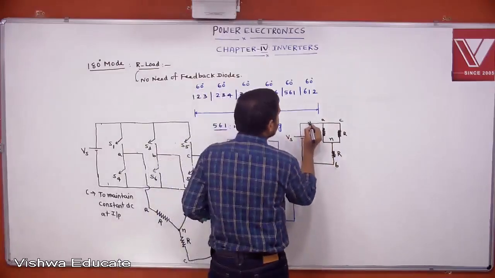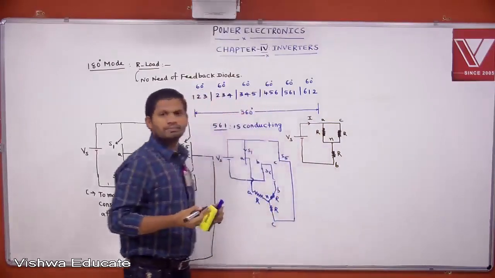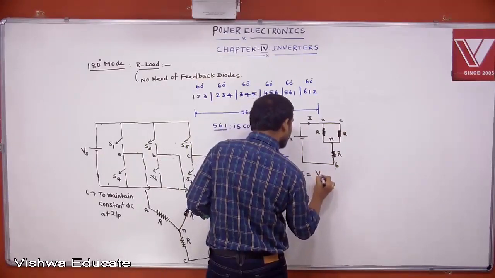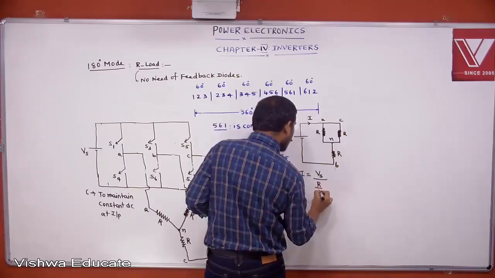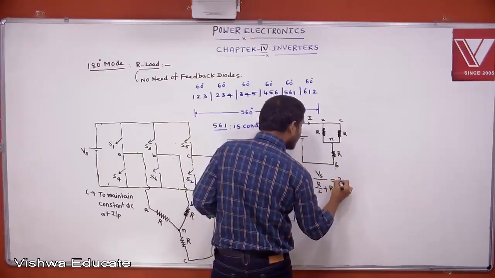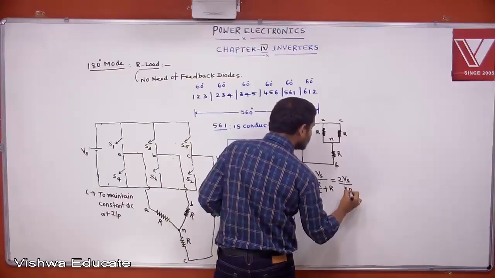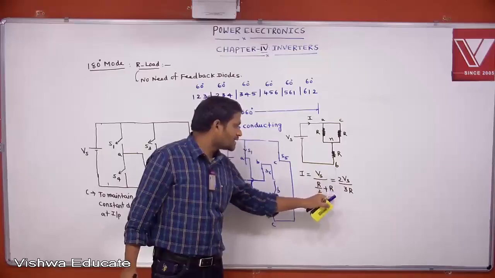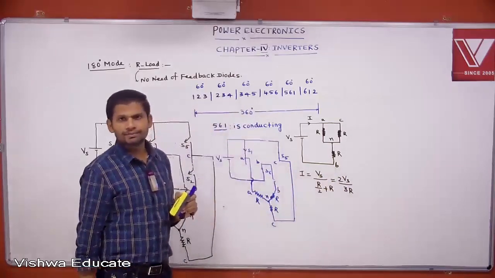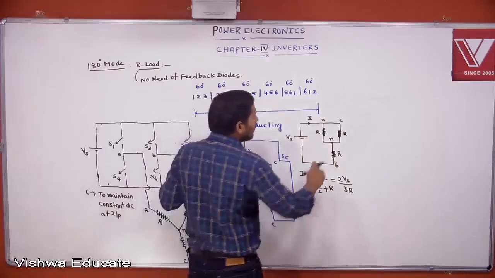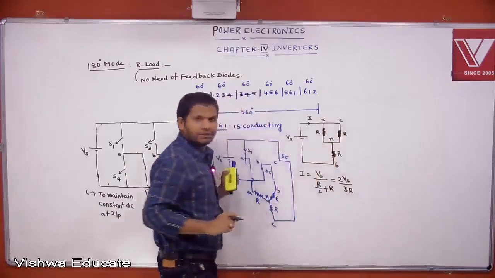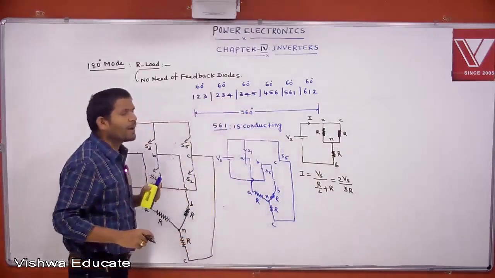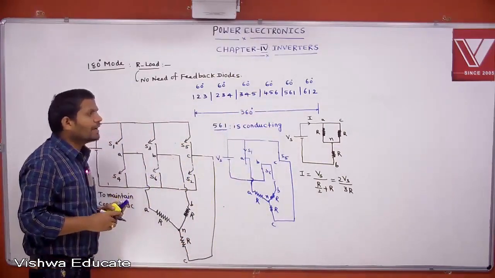Let the current be I. Then how to define I? I equal to Vs by R by 2 plus R, that equals 2 Vs by 3R. Clear? Then now I want to calculate A phase voltage and C phase voltage. This A phase and C phase are in parallel. Then you define what is VAN and VCN.